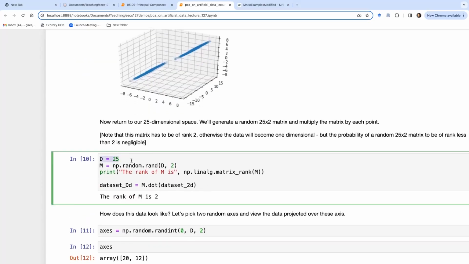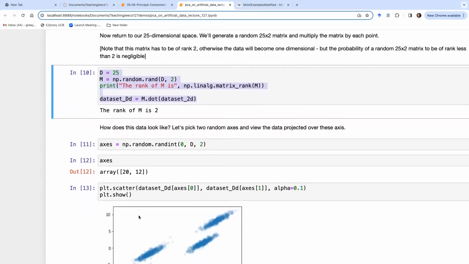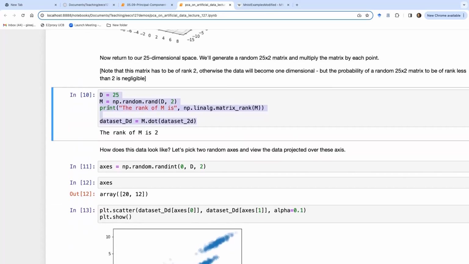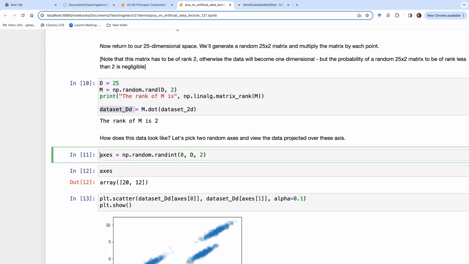Now I'm going to make a random matrix of size 25 by 2, okay? It's a full rank matrix because it has 2 columns, so it has rank 2. And now let's just project this, right? So I do this, and I create this data set. So I have a D-dimensional data set, in which case my capital D here is now 25. And now I've created this D-dimensional data set, okay?